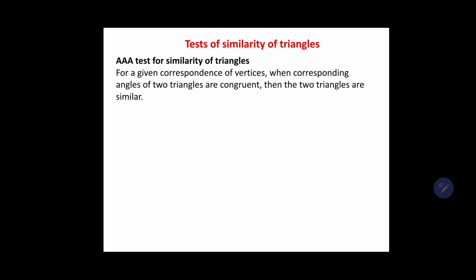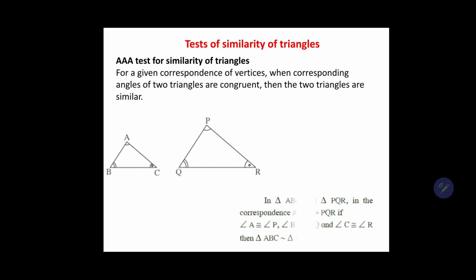The statement is, for a given correspondence of vertices, when corresponding angles of two triangles are congruent, then the two triangles are similar. Now let us illustrate this with a diagram. Consider triangle ABC and triangle PQR. If we consider these two triangles for correspondence, ABC corresponding to PQR, that means vertex A is the corresponding vertex of P, B is the corresponding vertex of Q, and C is the corresponding vertex of R.